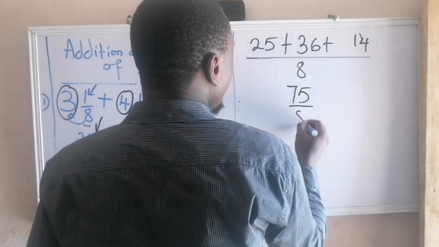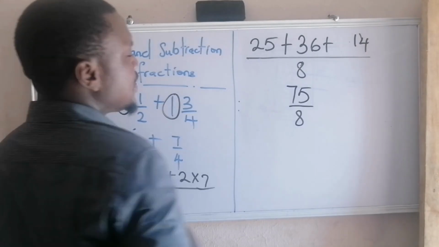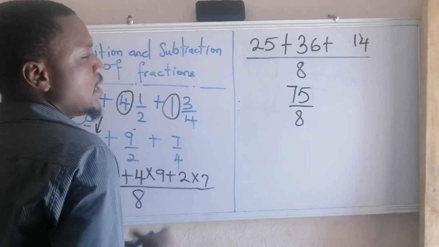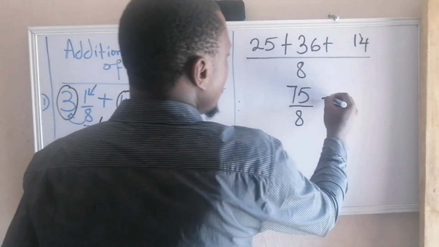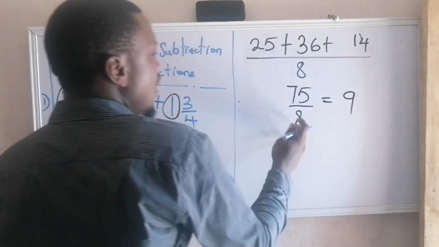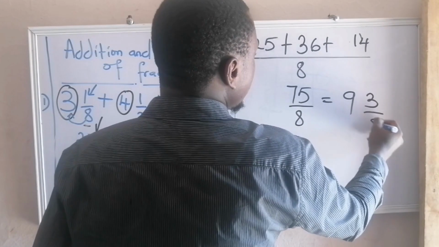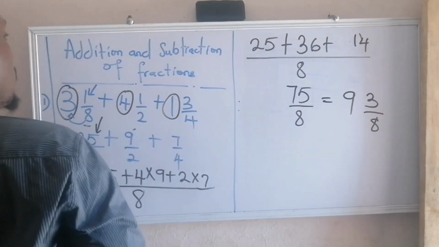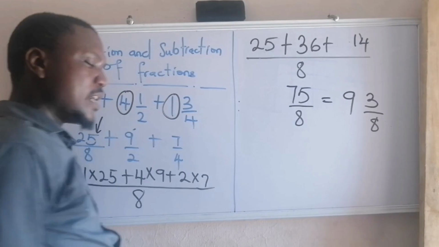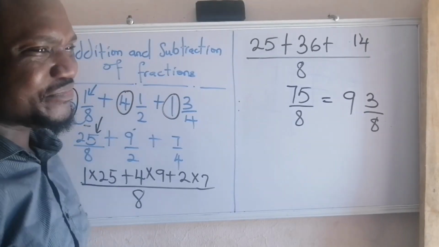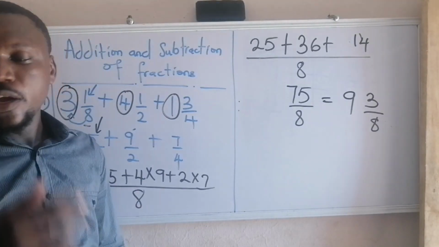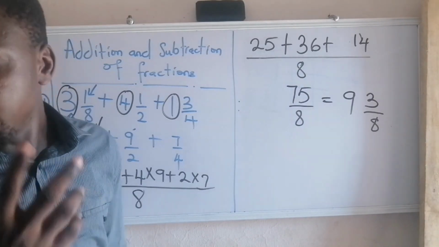over 8. So how many 8 can you see in 75? Do you know that 8 times 9 is 72? And if you remove 72 from 75, you have what? 3 over 8. Can you see that? We arrive at the same answer, which is 9 and 3 over 8. So irrespective of whether you are using the first method or the second method, we are still going to have the same answer.